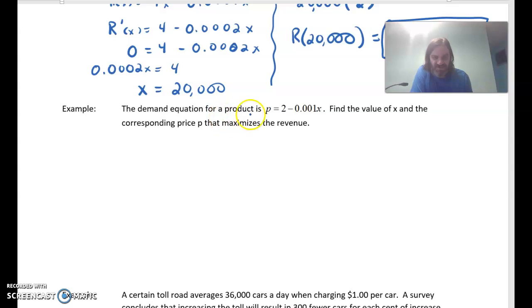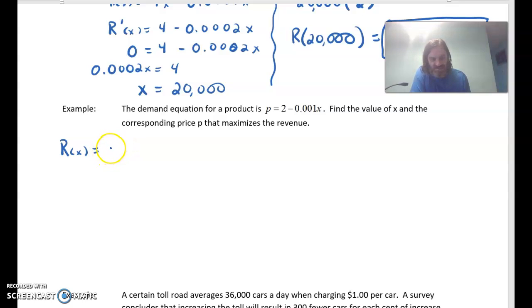The demand equation for a product is P equals 2 minus 0.001x. So the price is equal to 2 minus 0.001 times the quantity. It says find the x value and the corresponding price that maximizes the revenue. Okay, so we need a revenue equation. So we're going to go with revenue. And remember, we just talked about it being price times quantity.